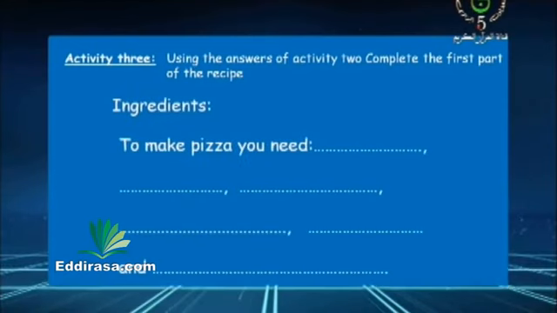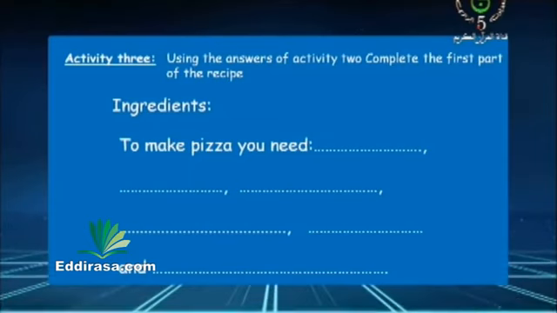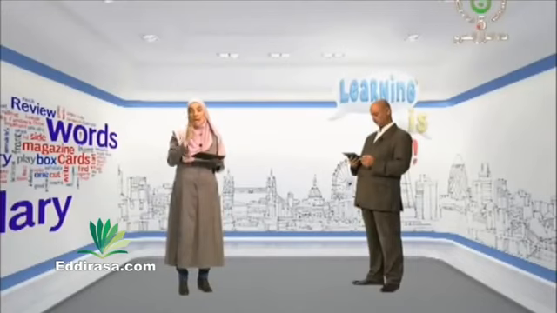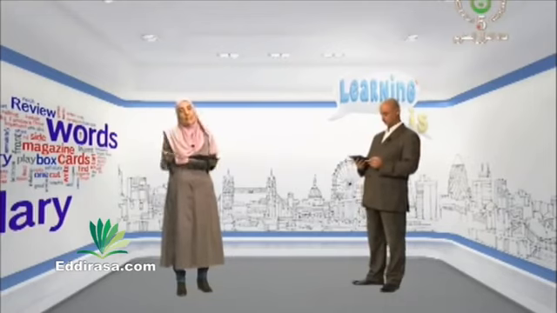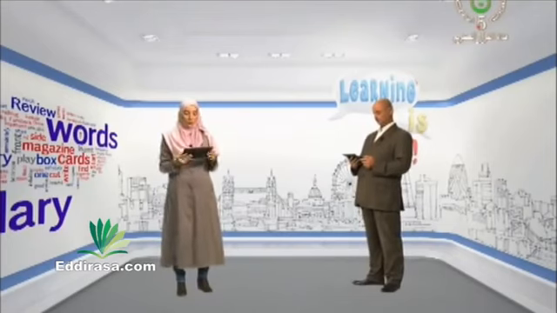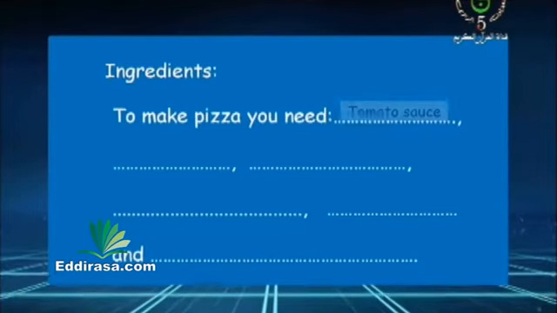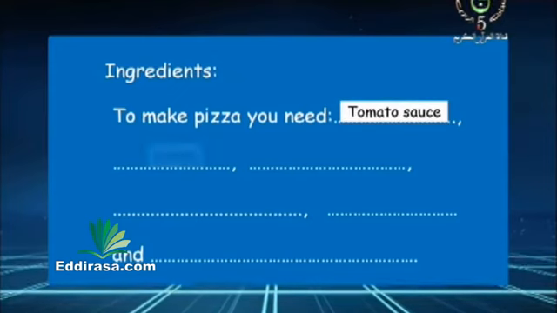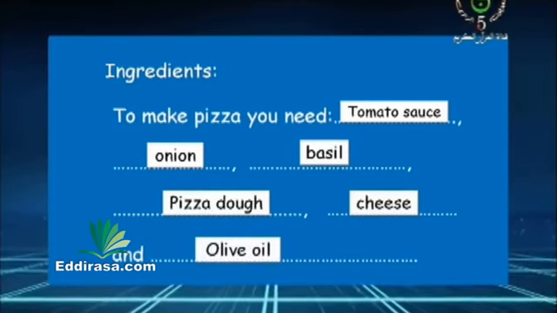To make pizza, you must list the different ingredients, and please remember that items in a list are separated using commas, and you have just to put "and" just before the last item in your list. Okay? So now let's see the complete sentence. Ingredients. To make pizza, you need tomato sauce, onion, parsley, pizza dough, cheese, and olive oil.